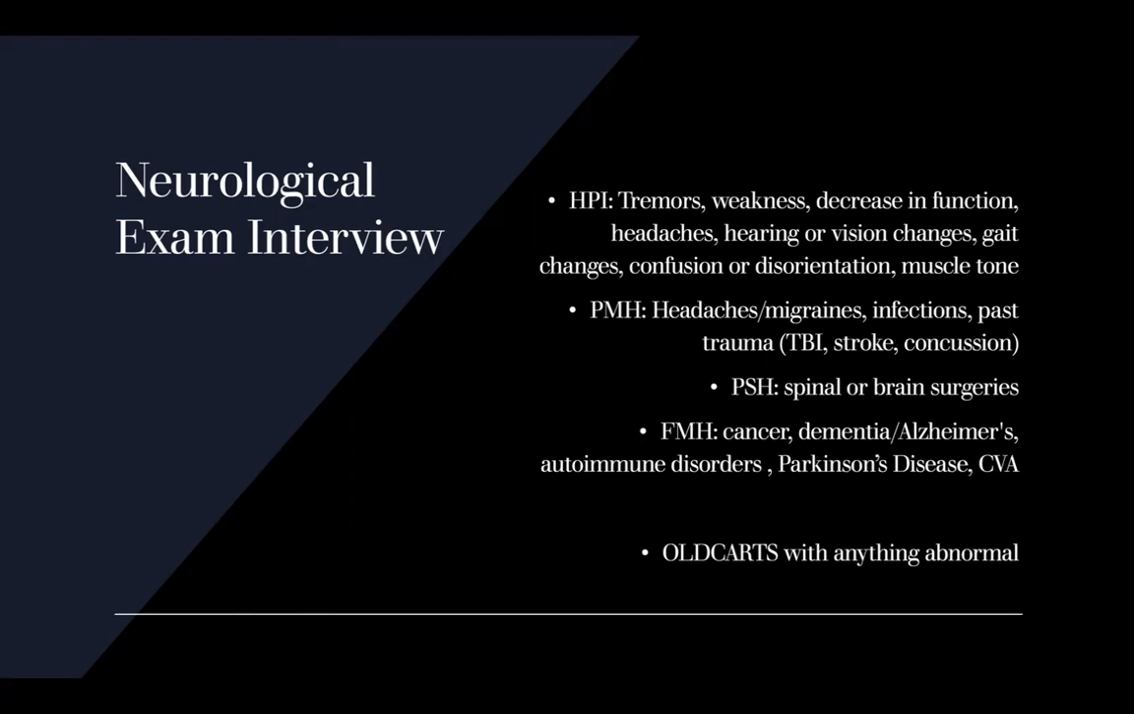For past surgical history, we really want to just know if they've had any past spinal or brain surgeries, and if they have had any other surgeries, if they have any deficits such as some nerve trauma or nerve damage from past surgeries. For family medical history, we're really looking at cancers, dementia, and Alzheimer's, any autoimmune disease, Parkinson's disease, or history of strokes in families. Obviously, with anything abnormal, we're going to follow OLD CARTS and get additional information regarding those.